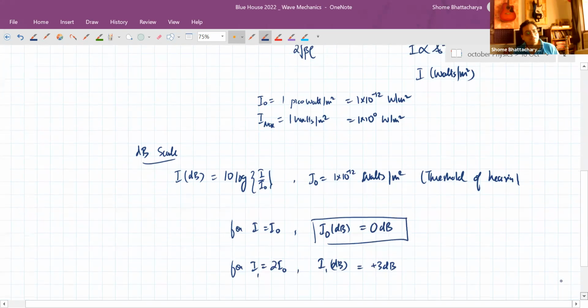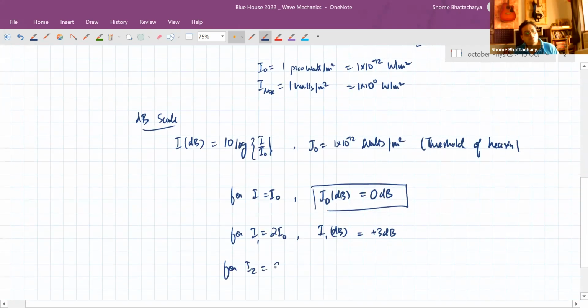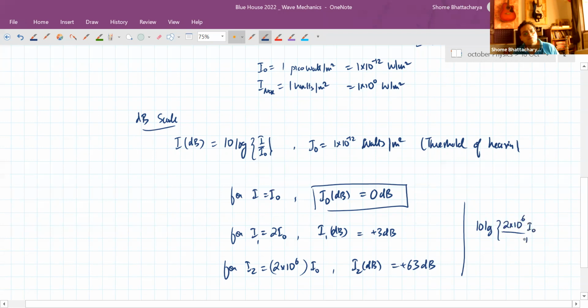Then for example, if you take an intensity of, let's say, 2 into 10 raised to 6 times the threshold of hearing, in the decibel scale this will become 63 decibels, because 10 log of 2 into 10 raised to the power 6 times I naught gives you 10 times log 2 plus log 10 raised to the power 6. That gives 10 times 0.3 plus 6. So that's how it becomes 63 decibels.